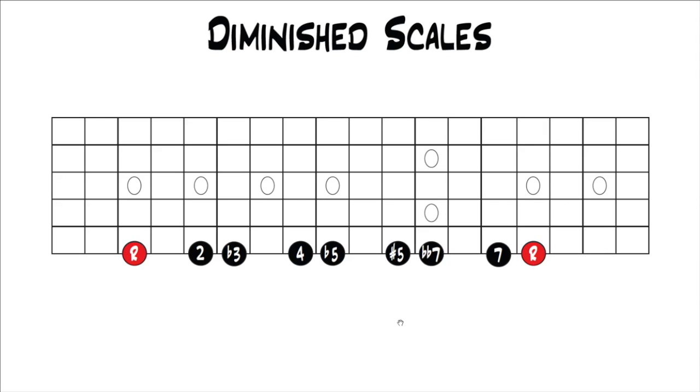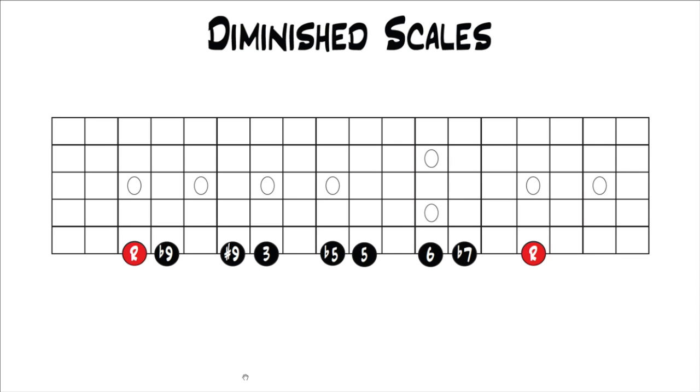You can look at the half whole diminished scale as actually the second mode of the diminished scale, or the whole half diminished scale. So you can see that this is the whole half diminished scale. You just have whole step, half step, whole step, half step, repeated over and over. If you were to start on the second note, you'd actually have the half whole diminished scale, because then you have half step, whole step, half step, whole step, repeated over and over. So you can look at the half whole diminished scale as the second mode of the whole half diminished scale.